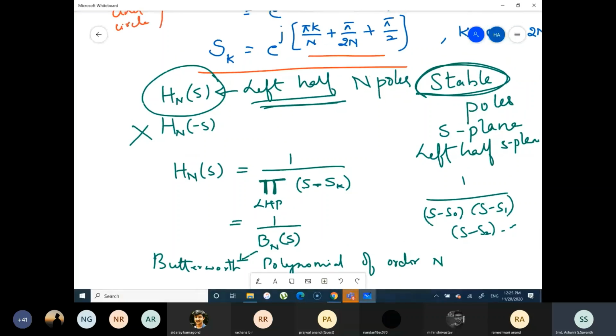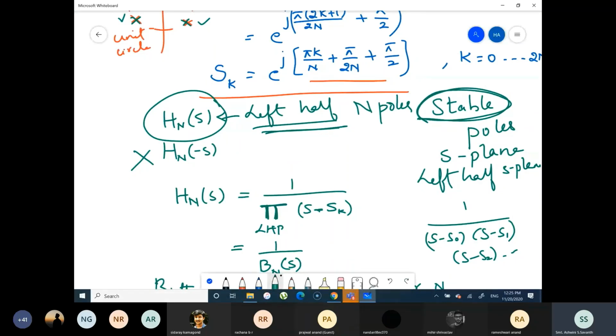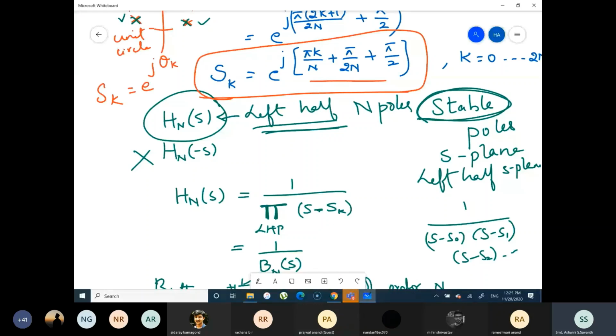Here, what is important is this expression for the location of poles. You have to remember this, Sk. We can also write this as Sk equals e to the power j theta k, where theta k is this expression. Now for second order, n equals 2, let us derive where the poles are located and also write down the Butterworth polynomial which is required for the design.